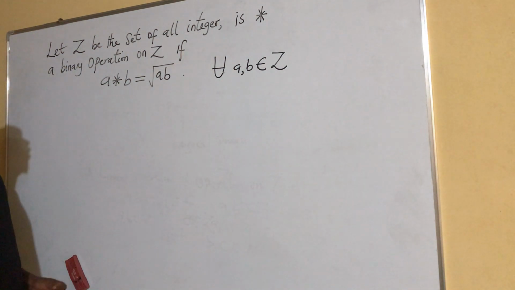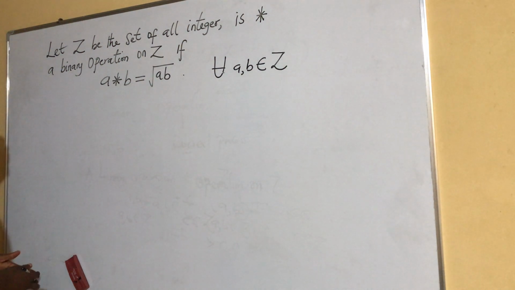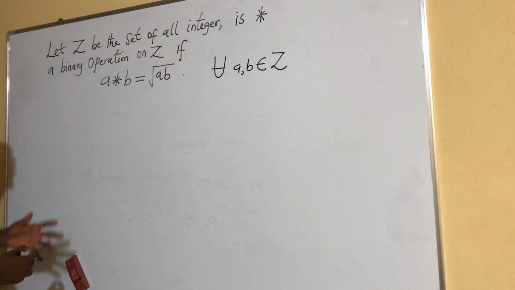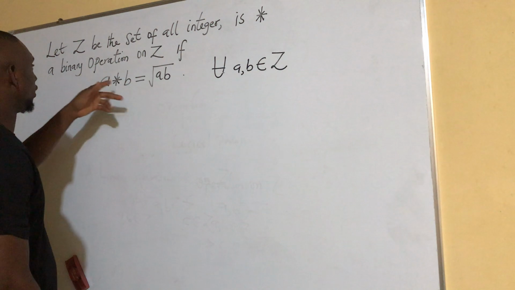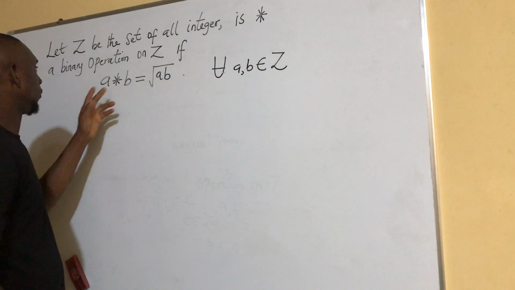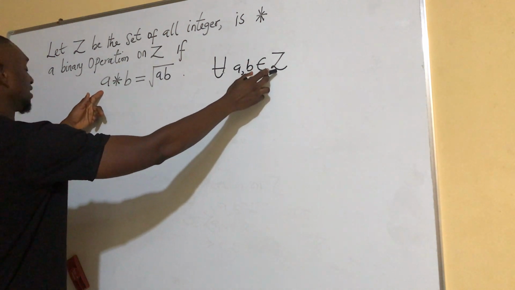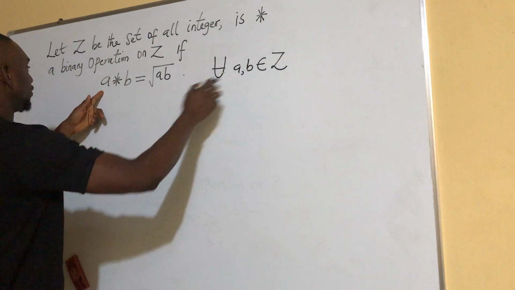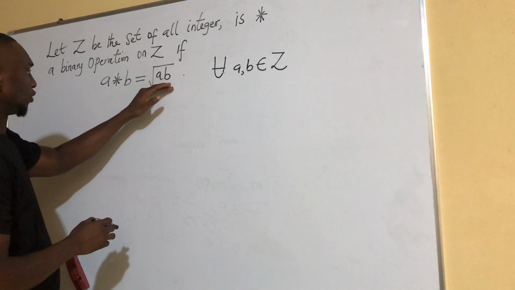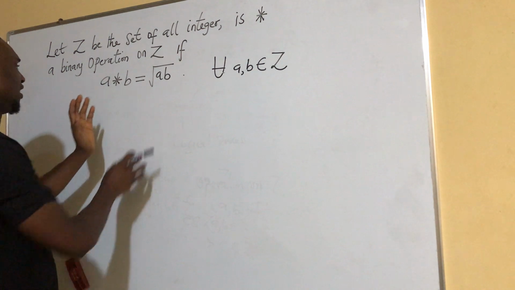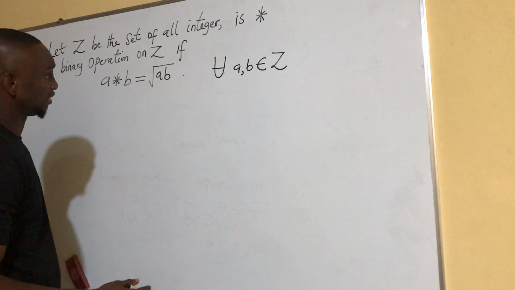We are still on the concept of binary operation, problems of binary operation, and we are confronted with the problem to say: let Z be the set of all integers. Is this operation a binary on the set of integers if, whenever this operation comes in between two elements A and B that belong to the set of all integers, and this becomes the root of the product between A and B? Let's see if the resultant of this mathematical expression will give us an element in Z.